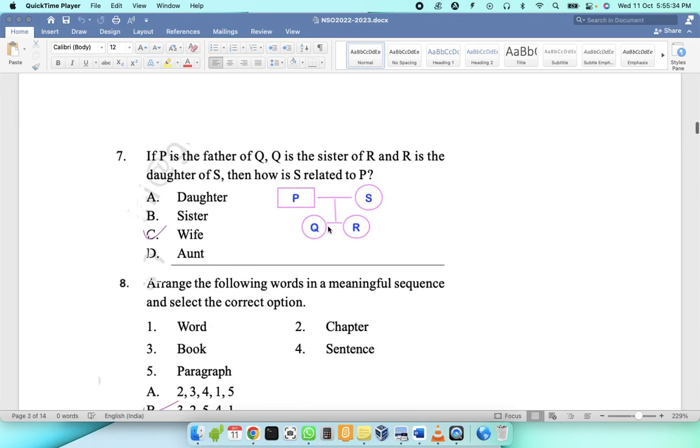P is the father of Q and the brother of R. R is the daughter of S. So S is the wife of P and the mother of Q and R.